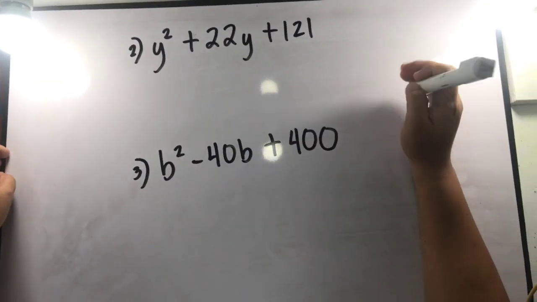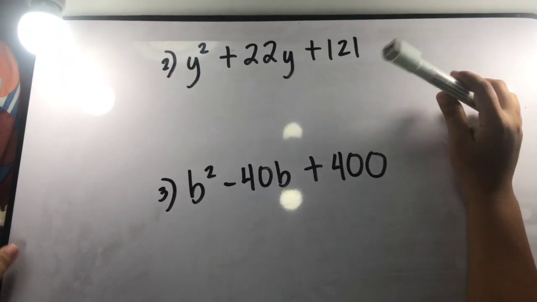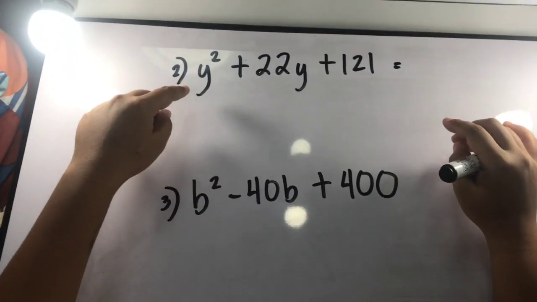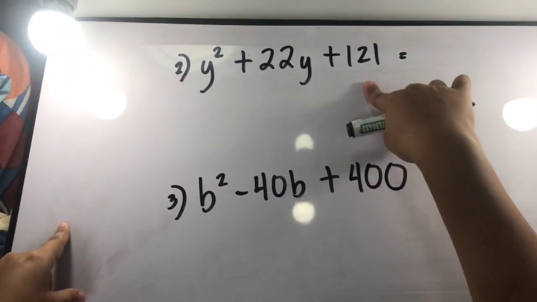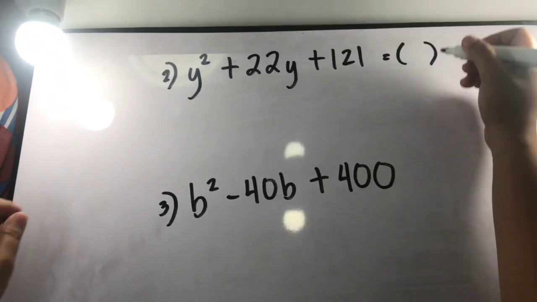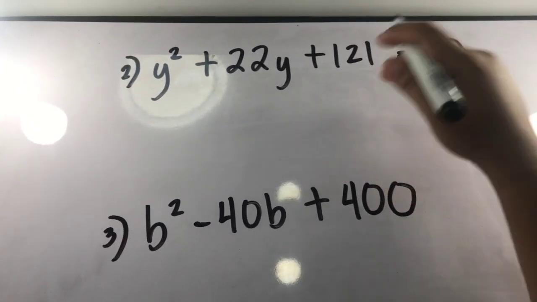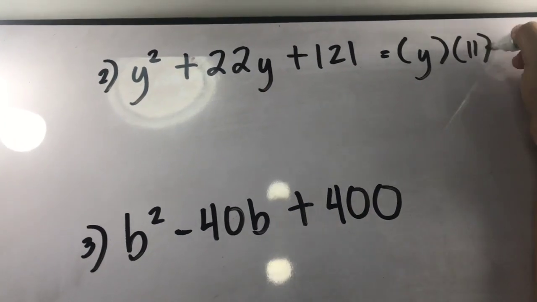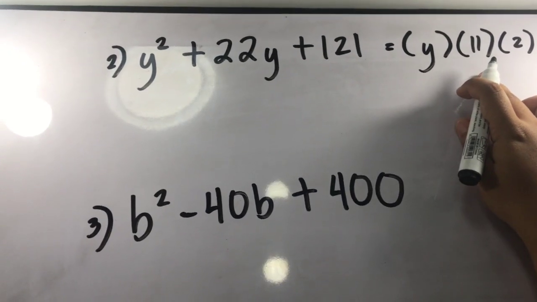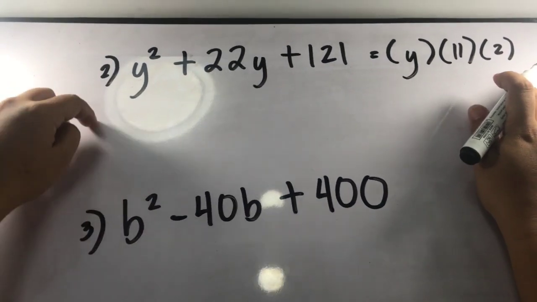Second example, y squared plus 22y plus 121. Again, check muna natin kung perfect square trinomial to. First and last term must be perfect squares. y squared is a perfect square. 121 is also a perfect square. So, for the middle term, get their square roots. The square root of y squared is y. The square root of 121 is 11. Then again, don't forget to multiply them by 2. So, y times 11 is 11y. 11y times 2 is 22y. So, this is a perfect square.